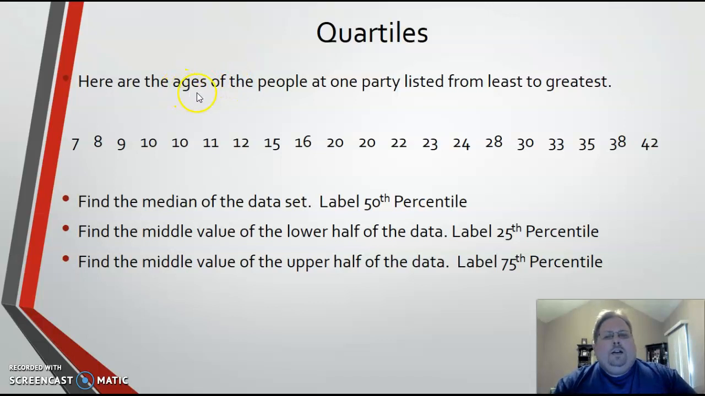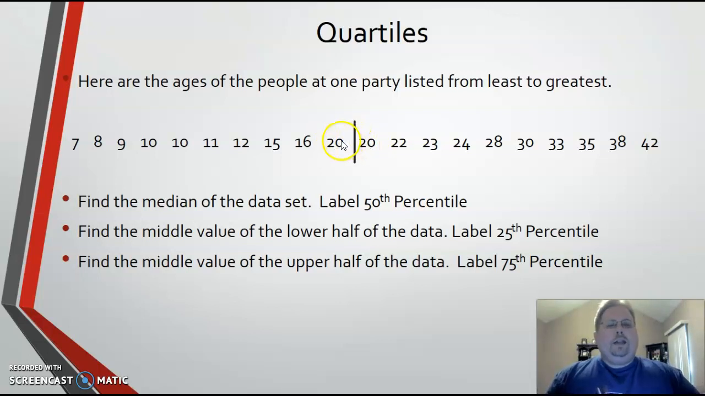Looking at this, it says here are the ages of the people at one party listed from least to greatest. So they range from 7 to 42. The first thing you need to do is find the median of the data set and label it the 50th percentile. If you follow like we did in the last example and find the median, you would find that it falls right here with these two 20s.